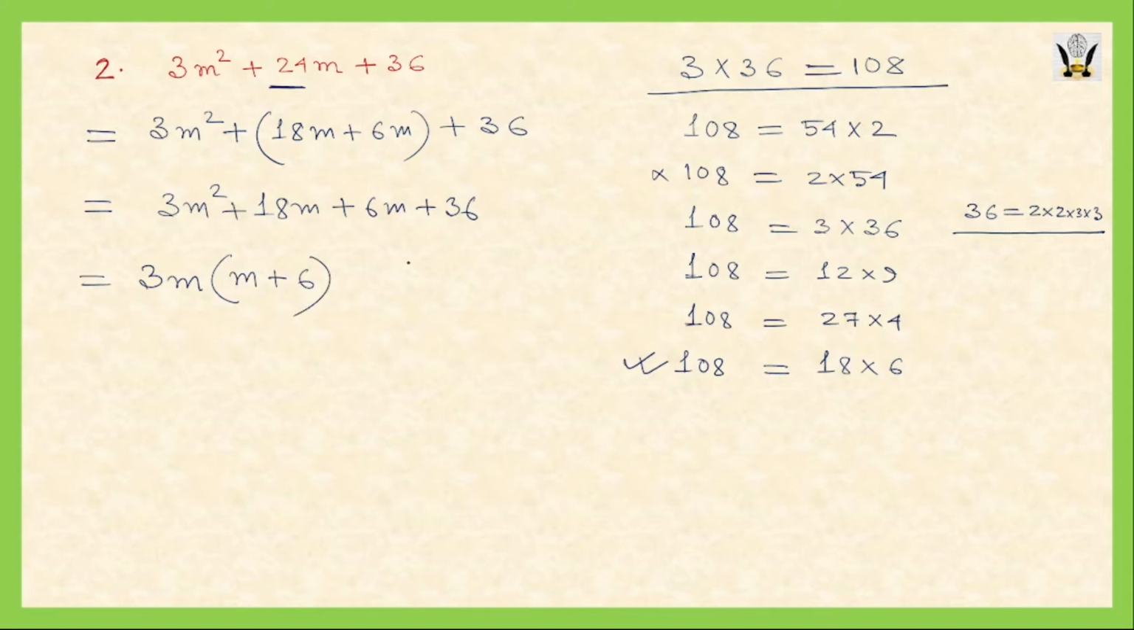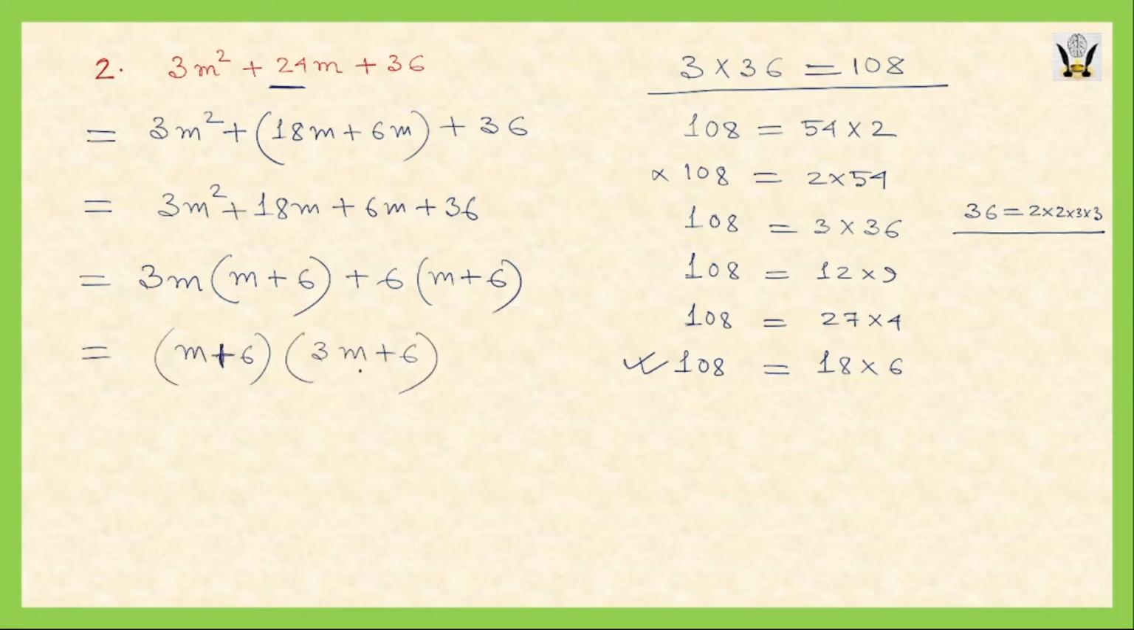So 3m multiplied by m is 3m square, and 3m multiplied by 6 is 18m. Now between these two terms, what we can see is 6 is the highest common factor. So if we take that, then as a binomial we will have m plus 6. So what we can see here is m plus 6 is the common factor, or one of the factors of this algebraic expression. So we can write this way: m plus 6, and the other factor that we will have here is 3m plus 6.